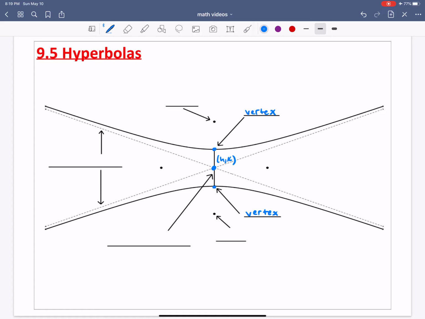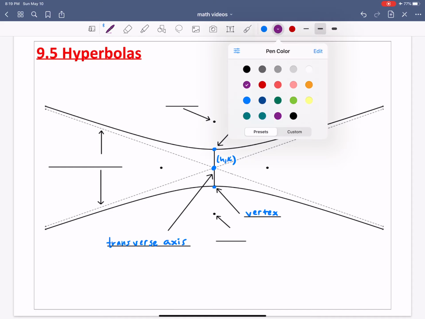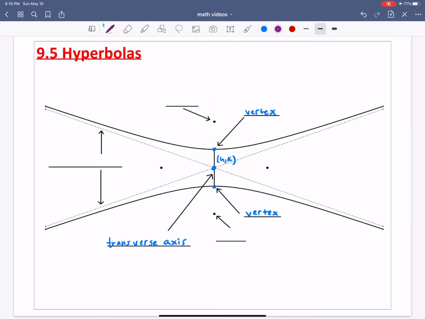Now, the line segment that connects the vertices is called the transverse axis, okay? In the same way as the ellipse worked, the distance between the center and a vertex is still going to be a units. So that's nice. We can remember that the distance between the center and the vertex will still, in a hyperbola as well, be a units. And I'll teach you in a minute how to find a for hyperbolas.